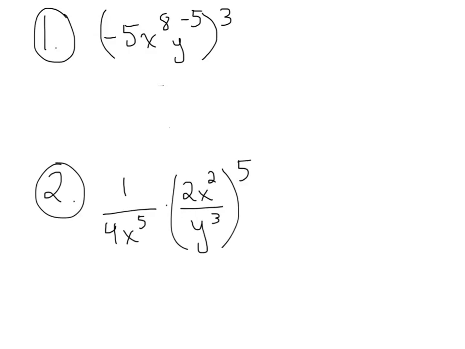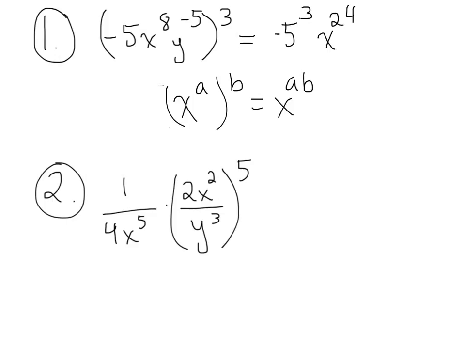So what will that become? Well, if we proceed carefully, negative 5 to the third, we can rewrite it if we'd like. Not negative 3, sorry about that. Then we have x to the 8th to the third, which becomes x to the 24th. That's employing the rule of when you have a power of a power, you multiply the exponents. And then lastly, we have y to the negative 5th to the third, which becomes y to the negative 15th.